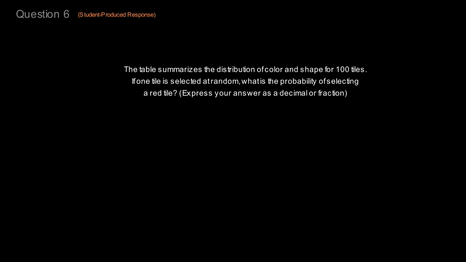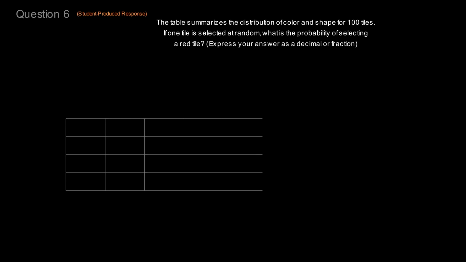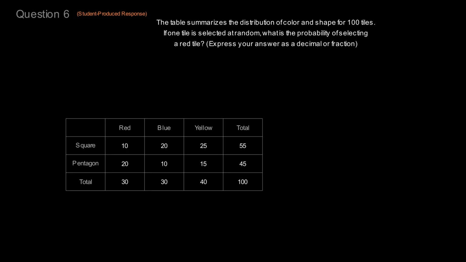Before we compute, let's visualize the formula for probability. Probability is equal to the number of successful outcomes divided by the total number of possible outcomes. To find our successful outcomes, let's look at the table and find the total number of red tiles. Looking at the red column and moving down to the total row, we see there are exactly 30 red tiles. Next, for the total possible outcomes, we look at the grand total of all tiles in the bottom right corner, which is 100.